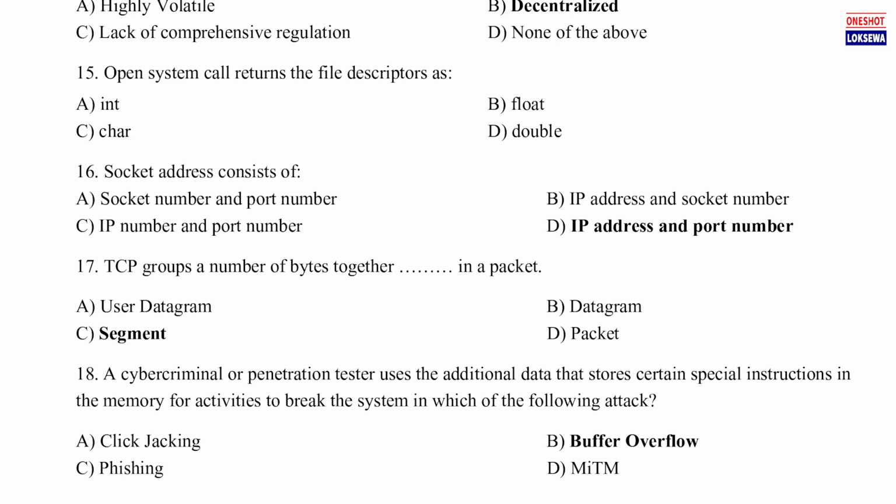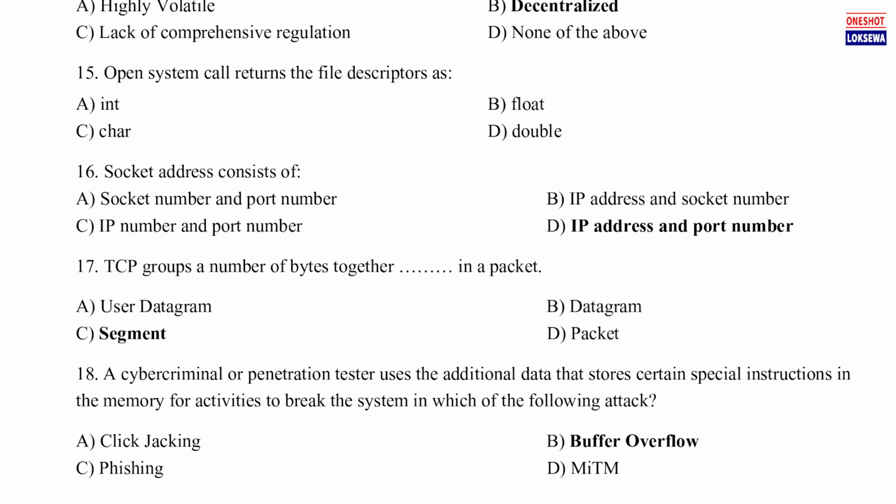16. Socket address consists of: A. Socket number and port number. B. IP address and socket number. C. IP number and port number. D. IP address and port number. 17. TCP groups a number of bytes together in a packet called: A. User datagram. B. Datagram. C. Segment. D. Packet.